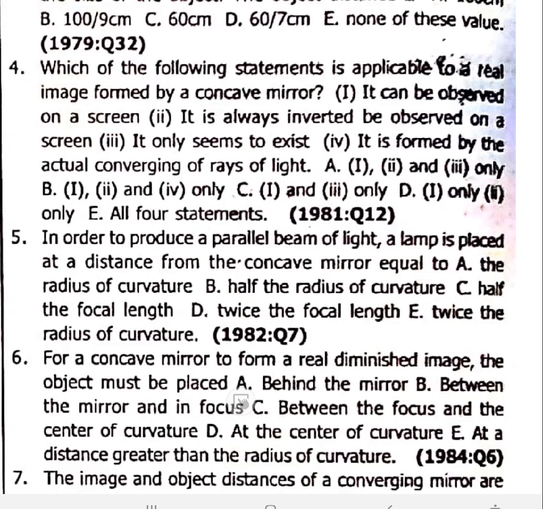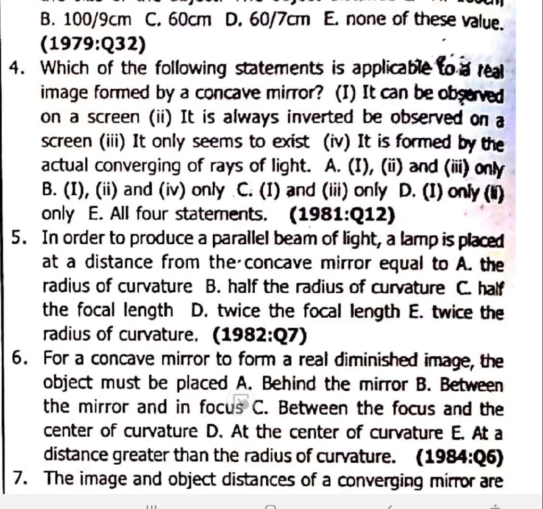Next, when the object is at C, which is the center of curvature, the image is inverted, real, and the same size as the object, formed at C, in front of the mirror. Just write it like that first. It might not make much sense to you for now. Just jot it down for me.